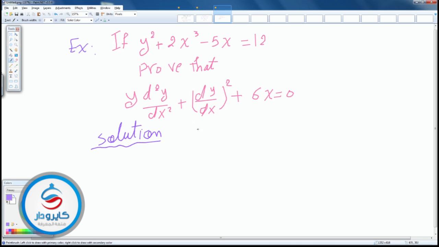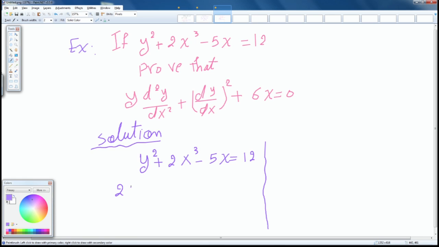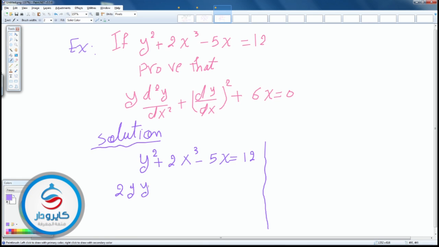First we have to write down the problem. This is y power of 2 plus 2x power of 3 minus 5x equals 12. We differentiate first to get the first derivative. Now 2y y dash plus 6x power of 2 minus 5 equals 0. So here we differentiate with respect to x.